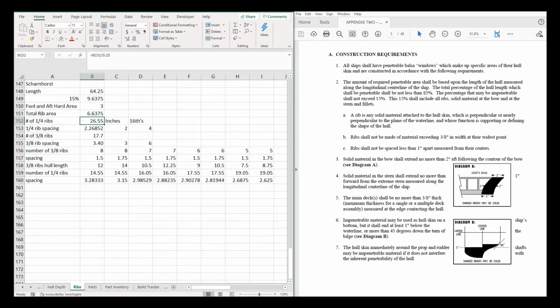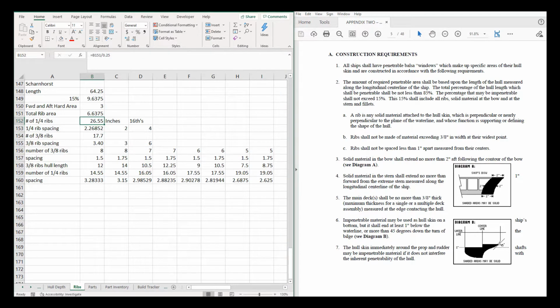So here I'm going to calculate the total number of 1/4 inch ribs. 1/4 inch is kind of the standard, probably the most common rib width that people use. If you're not sure what to do, it's a safe way to make sure you have a pretty good number of ribs, so the spacing isn't too far apart. What I did here is I took that total rib area and divided it by the width, 0.25 for 1/4 inch, which gives me the total number of ribs.